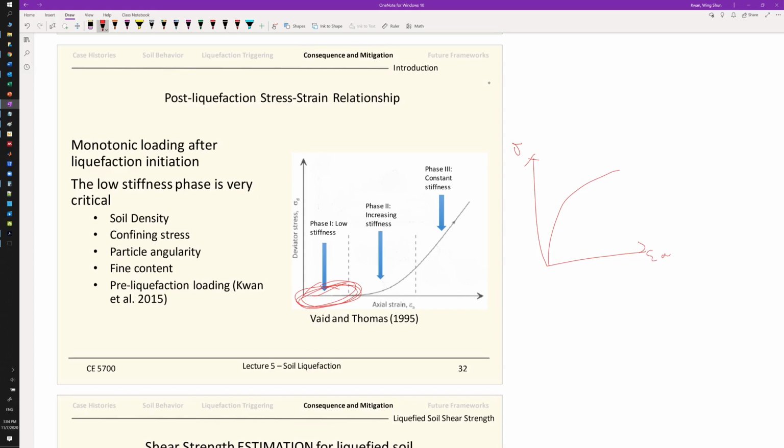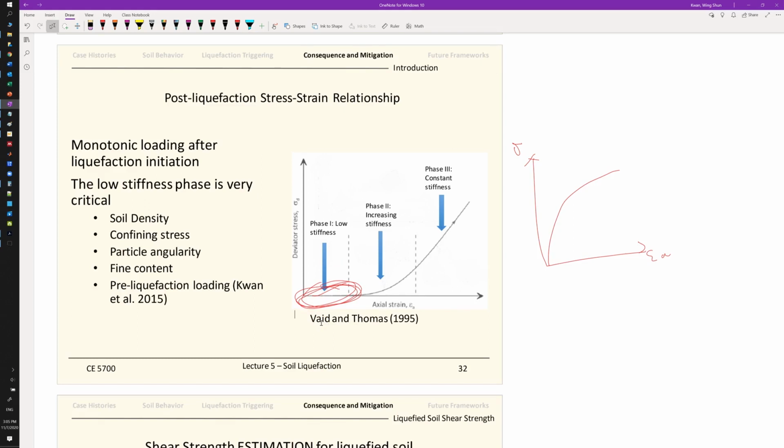I've done some research work in this area too, and this phase of soil response also depends on the pre-liquefaction loading: how much loading you have, what kind of axial strain you have experienced, and what kind of strain history it has experienced prior to the liquefaction loading. So we call this post-liquefaction loading. It's very complicated, and because the soil doesn't have strength, you could expect large deformations.